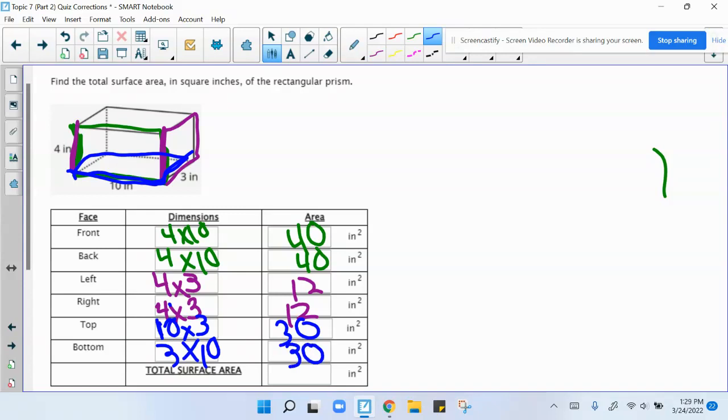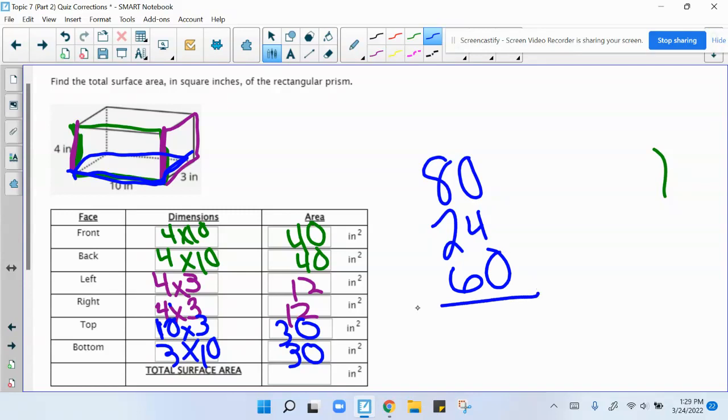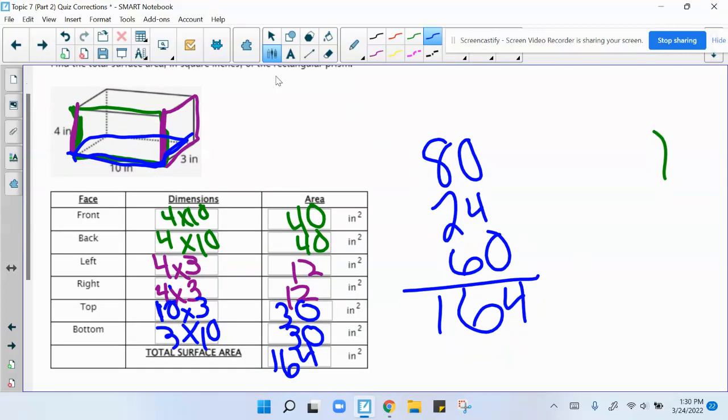All right. Now let me put all these together. 40 and 40 is 80. 12 and 12 is 24. 30 and 30 is 60. Add them all up. 4 and nothing is 4. 8 and 2 is 10. Plus 6 is 16. So the total would be 164 inches squared. All right, let's go next.